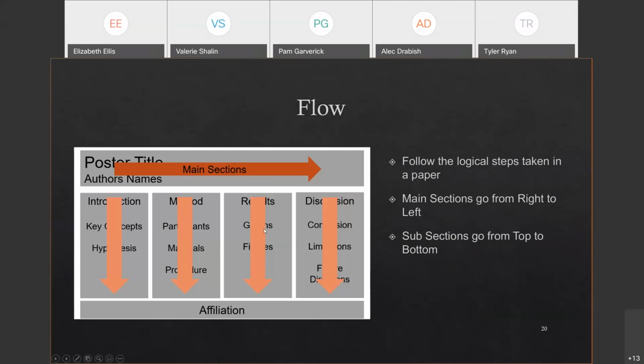Results obviously can be a little bit different. You have a little bit more play with how you present things. Discussion, though, is typically our conclusion, limitations, future directions. So flow is this natural order of things. This is how we expect a paper to be set up. If you think of the poster as a subset of the paper, we want the poster to flow the same way the paper does. This also helps alleviate confusion.